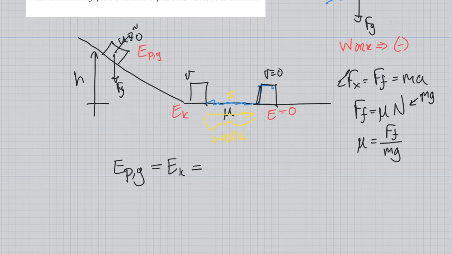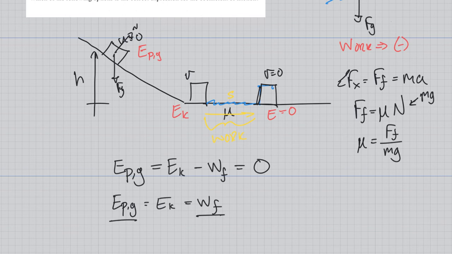And we're going to subtract the work done by friction, and that's going to equal 0 at the end, because there is no potential and no kinetic energy at the end. So energy potential due to gravity is going to equal my energy kinetic, which is going to equal the work done by friction. So we can apply our frictional work and our potential energy at the beginning and see how we can use that to find that frictional force.